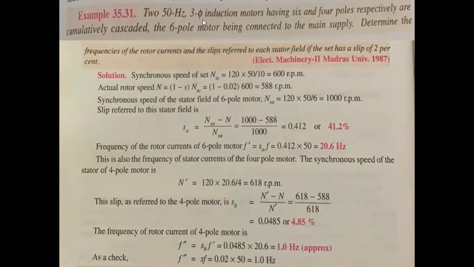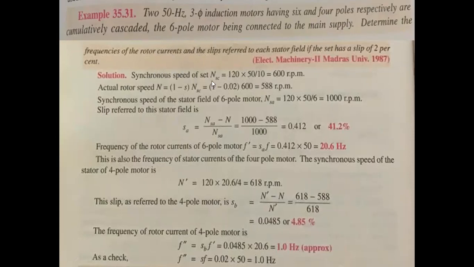So two motors will be taken, A and B. The set frequency is 50 Hz and it is a three-phase supply. One motor is having 6 poles and the other motor is having 4 poles. These are cumulatively cascaded, and the 6-pole motor is connected to the main supply. We have to find the frequencies of the rotor currents and the slips referred to each stator field if the set has a slip of 2%.